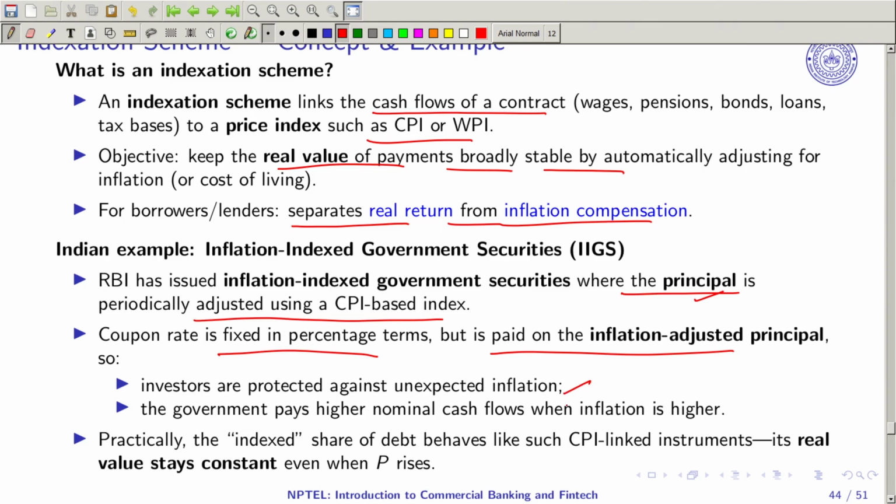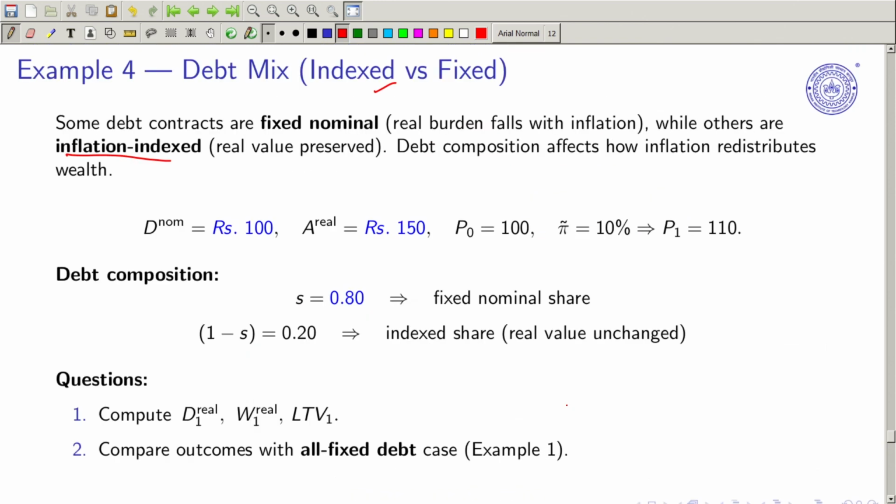So indexation can be given on any type of asset that you have. Basically we are trying to give investors the benefit, because in a bond you will have the same fixed amount, and then you have the rate of interest. This comes as an extra. So this is what it implies. Some debt contracts are fixed nominal, while others are inflation indexed, right? Debt composition affects how inflation redistributes wealth. So this you can see.